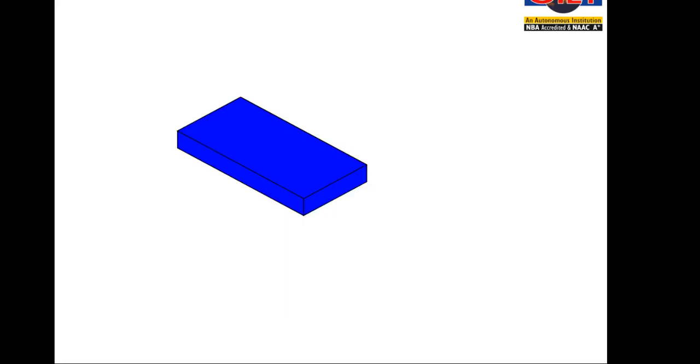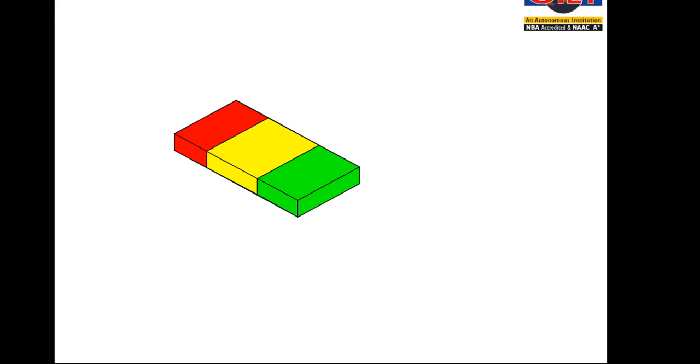Consider an object of very simple shape, and I assume this as a homogeneous body, that is, with properties same everywhere, and the body is of uniform thickness. Now I have divided the body into 3 prismatic elements, and for the better visualization I have shown those elements with colors as shown in the figure.